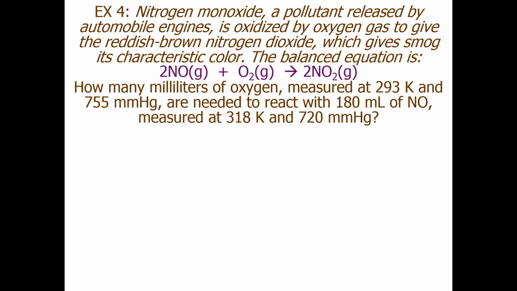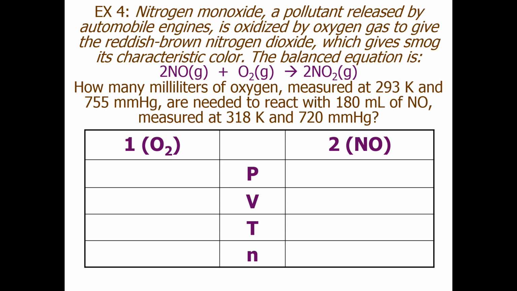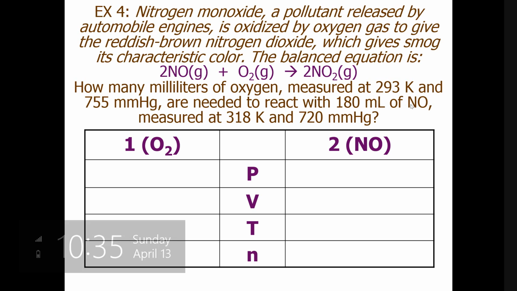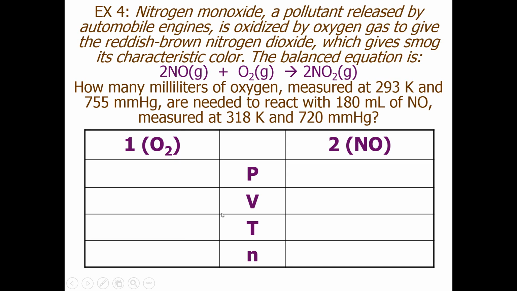It looks like there's a lot going on in here, so to help us organize our thoughts, let's set up this problem. Now, there's going to be one slight difference in this problem from the other problems I've shown you using this PVTN chart. In this problem, we're not really dealing with the initial conditions versus the final conditions. Instead, we're dealing with oxygen versus nitrogen monoxide, two different substances.